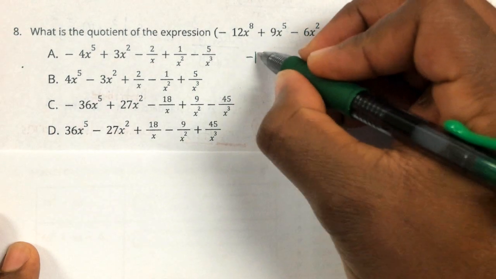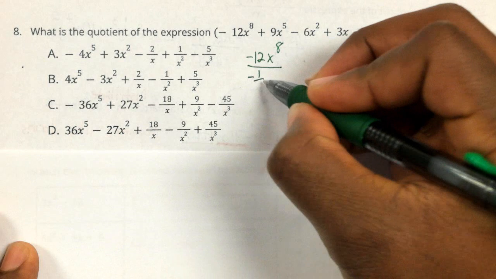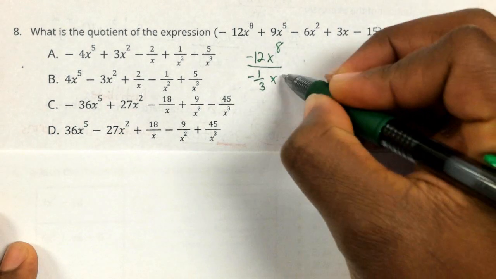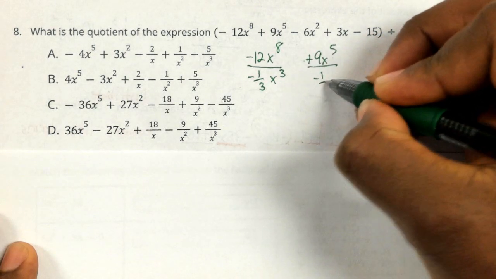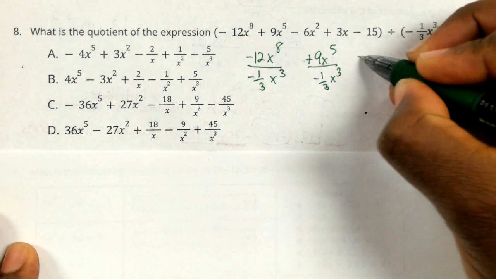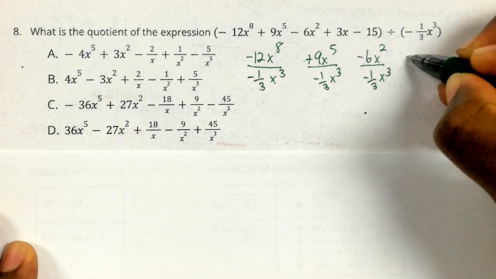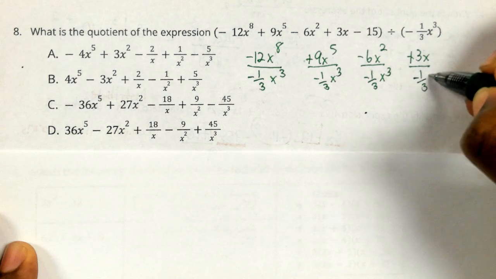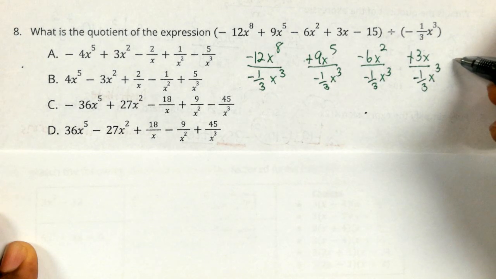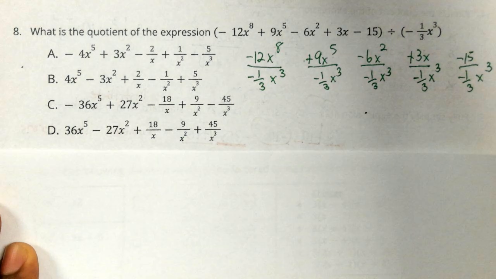So this negative 12x to the 8th is being divided by this term, negative 1 over 3x to the 3rd. The positive 9x to the 5th is being divided by negative 1 over 3x to the 3rd. The negative 6x squared is being divided by negative 1 over 3x to the 3rd. The positive 3x is being divided by negative 1 over 3x to the 3rd. And the negative 15 is also being divided by negative 1 over 3x to the 3rd. Alright? So let's go ahead, let's divide this, guys.